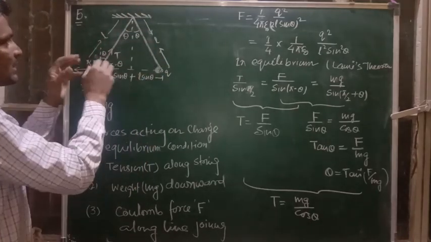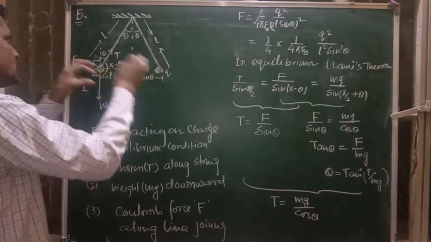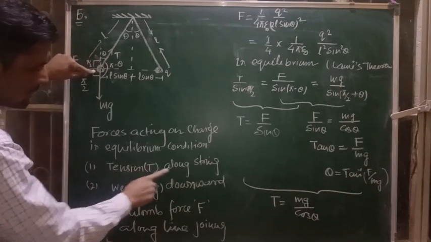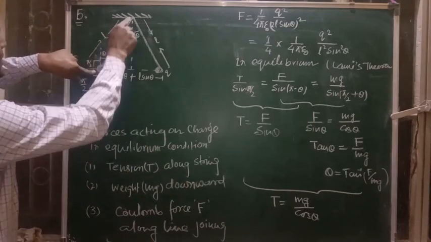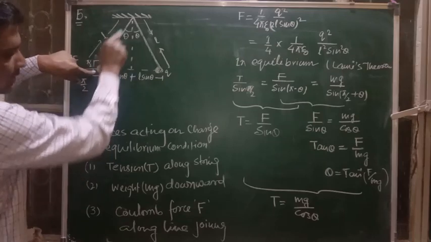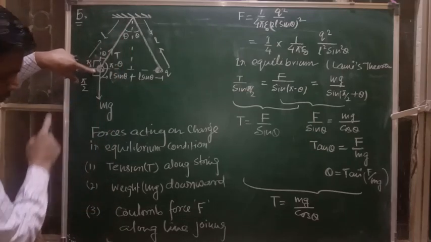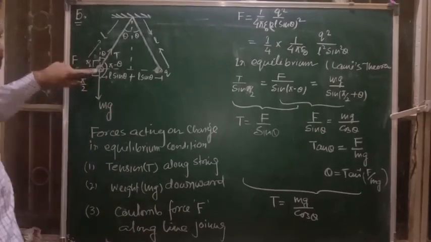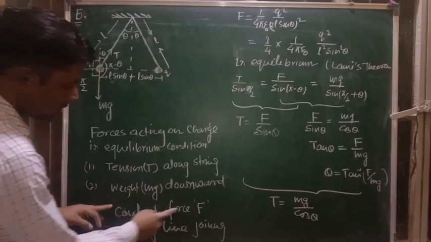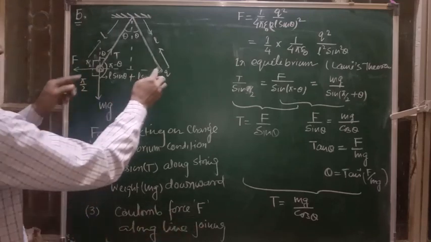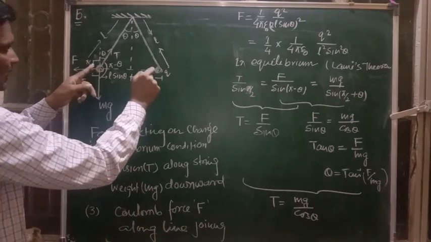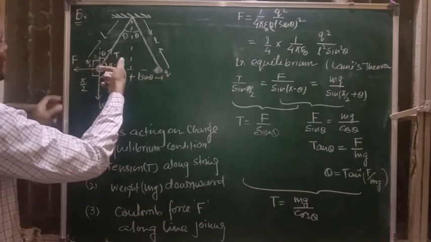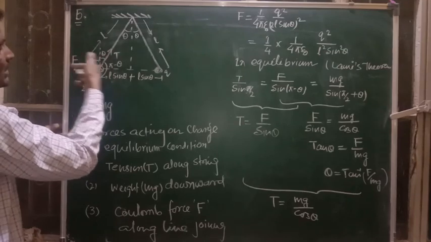So how many forces are acting on each of them? So let us consider this one. So this object has a tension T along this string. So this string has a tension force T along this line, and another force that acts on this body is weight mg, that will be acting vertically downward, and a third, that is Coulomb force along the line joining the charges. So these are the charges, and they are positive, or they are similarly charged, so they repel each other, and this force will be along this direction.